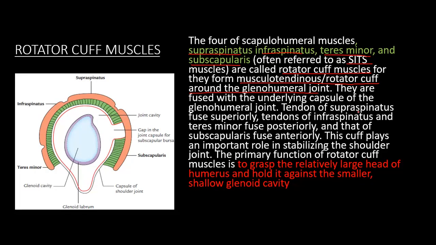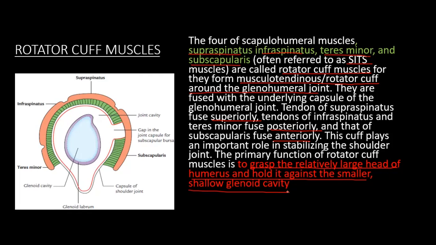The tendon of the supraspinatus usually fuses with the capsule superiorly. The tendons of infraspinatus and teres minor fuse posteriorly, and that of subscapularis will fuse with the capsule anteriorly. This cuff usually plays an important role in stabilizing the glenohumeral joint. Now, the primary function of the rotator cuff muscles is to grasp the relatively large head of humerus and hold it against the smaller, shallow glenoid cavity.